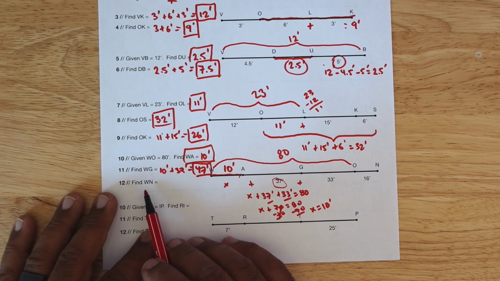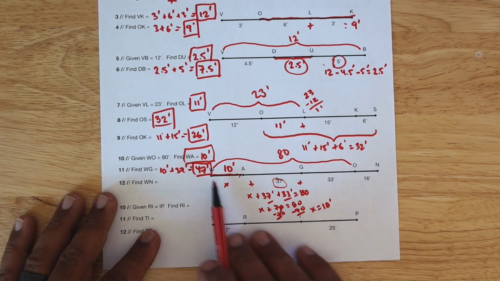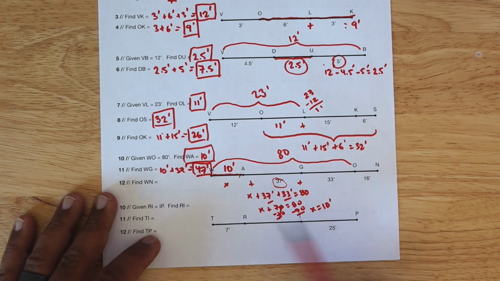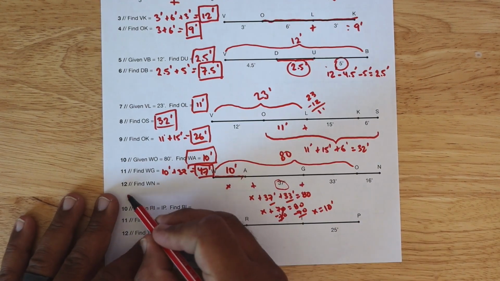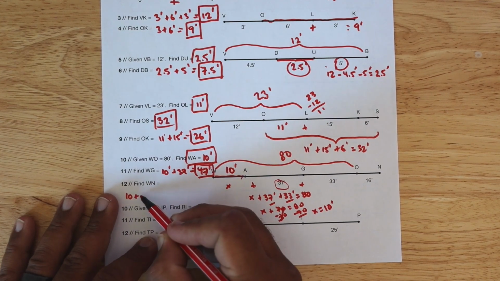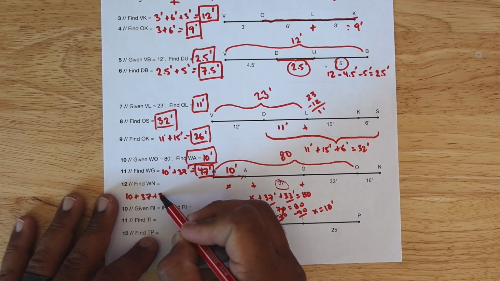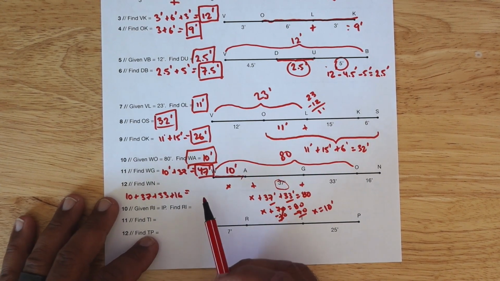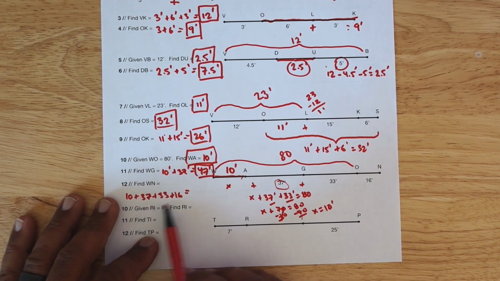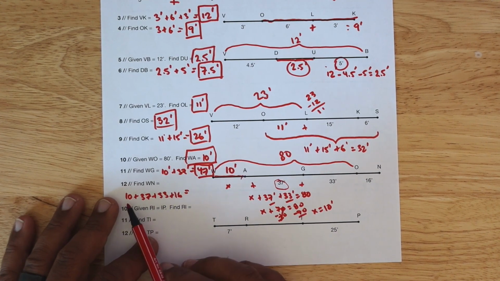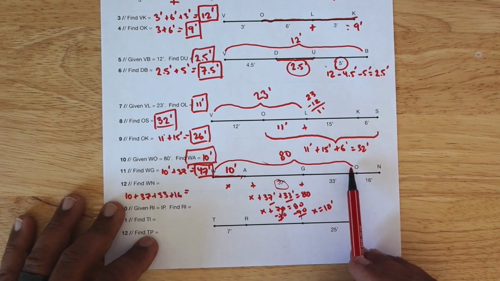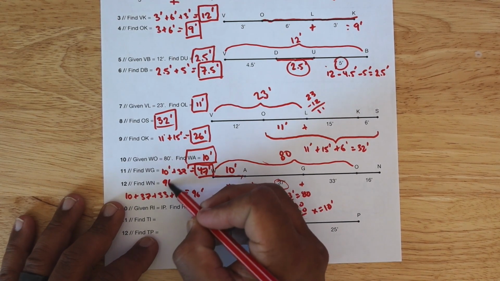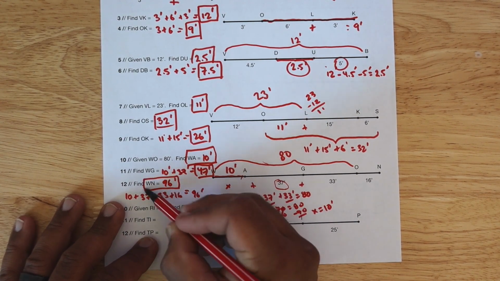Number 12, WN, that's the whole distance, so 10 plus 37 plus 33 plus 16 equals, let's say I'm going to group these together, 60, 70, 80. Oh, I already knew that. 80 plus 16 is 96. So 96 feet is WN.